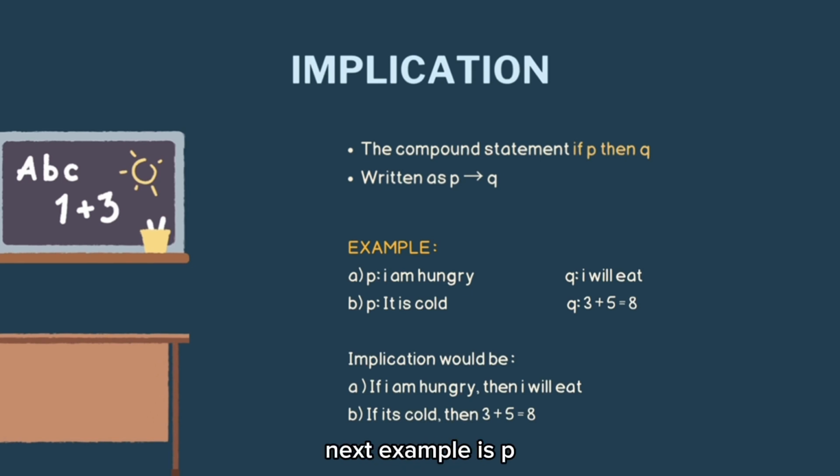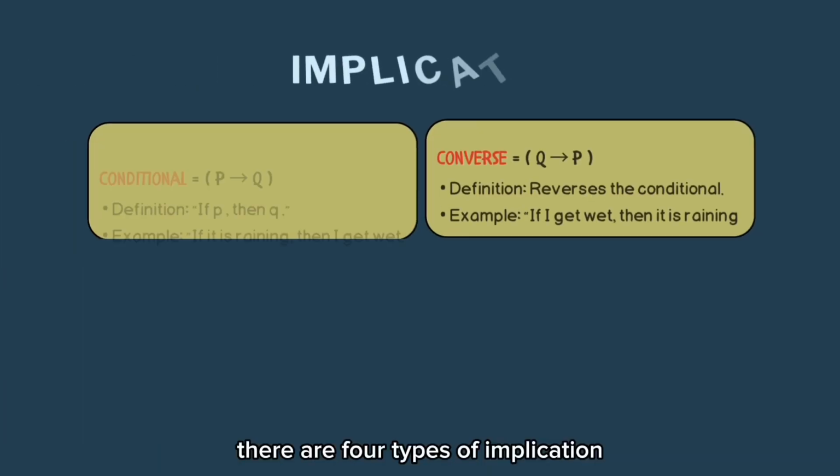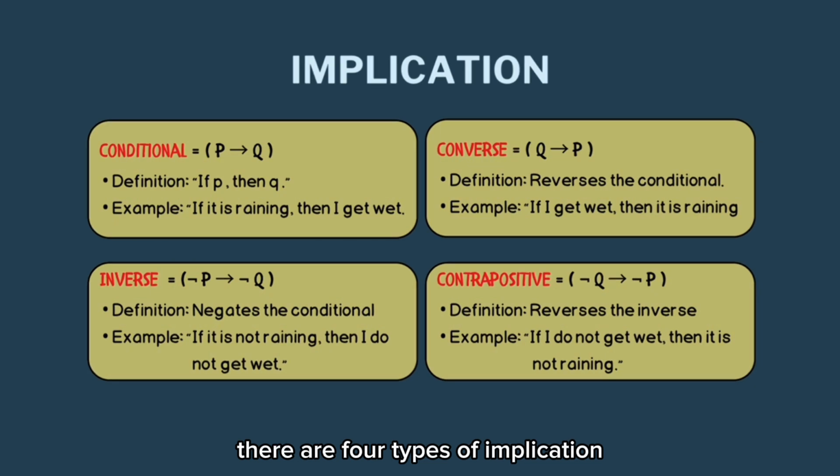Next example is P: it is cold, and Q: 3 plus 5 equals 8. The implication would be: if it is cold, then 3 plus 5 equals 8. There are 4 types of implication. The first one is conditional. The definition is if P, then Q. And the example is if it is raining, then I get wet.